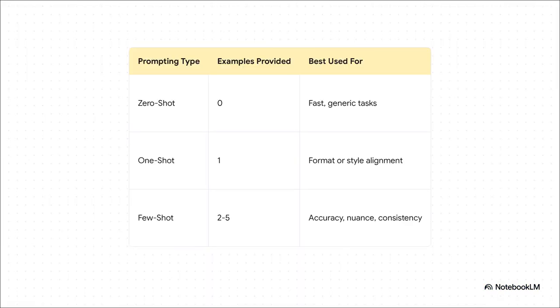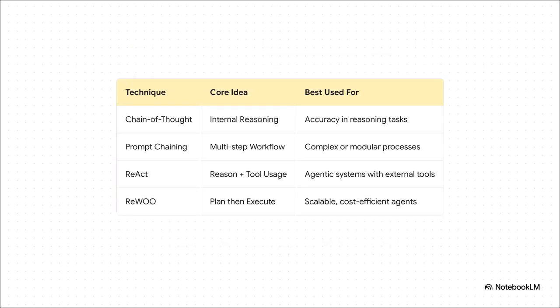So here's a quick cheat sheet for those example-based techniques we started with. The main thing to remember is the trade-off, right? Zero-shot is quick and dirty for simple tasks, while few-shot gives you that high-end accuracy and nuance, but you've got to provide more examples. And now for the advanced stuff.